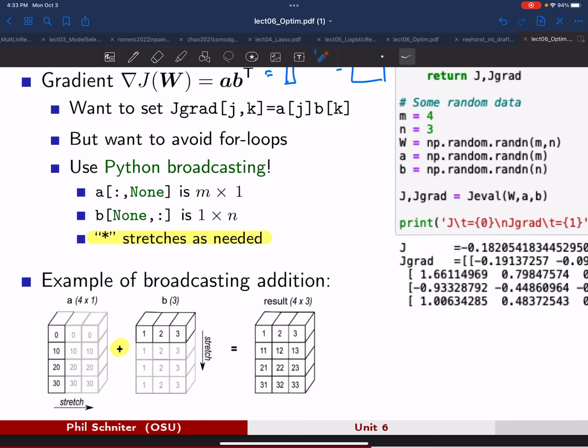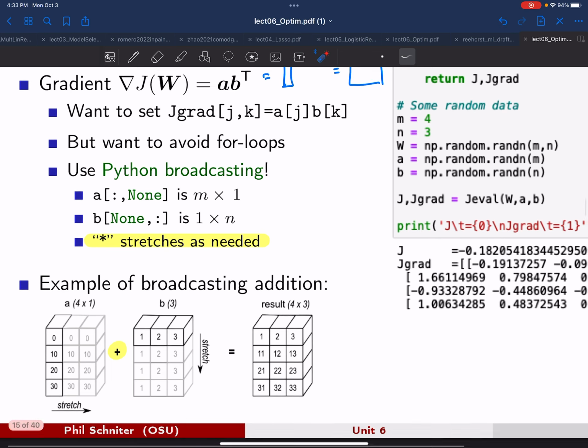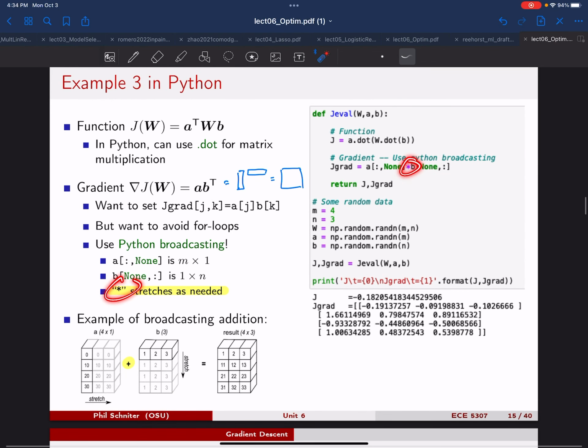So what does it mean, the asterisk stretches as needed? In order to add things, they need to be of the same size, right? So asterisk is not multiplication? Yeah, it is. So this example down here is addition. But what we're doing up in this here is multiplication. So I took this from the broadcasting manual. They didn't have a picture of the star, of the multiplication. They had a picture of addition, so I plopped that in.